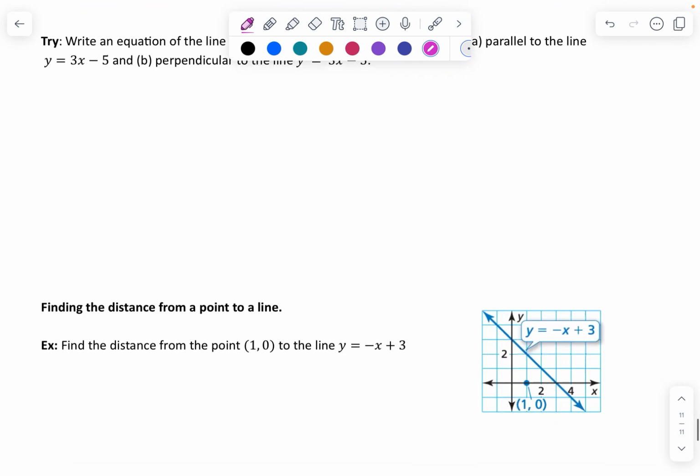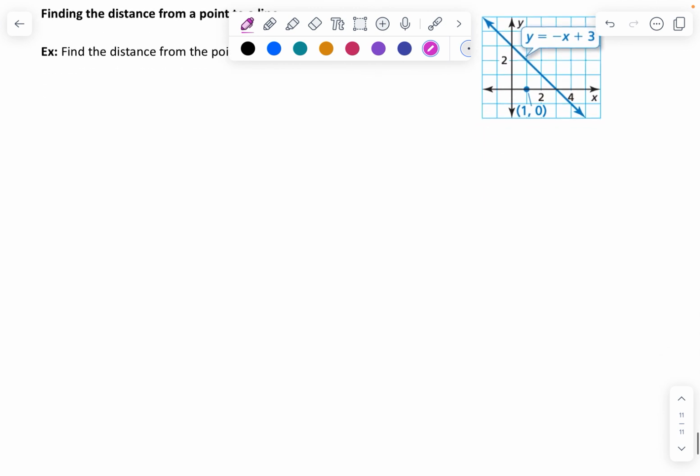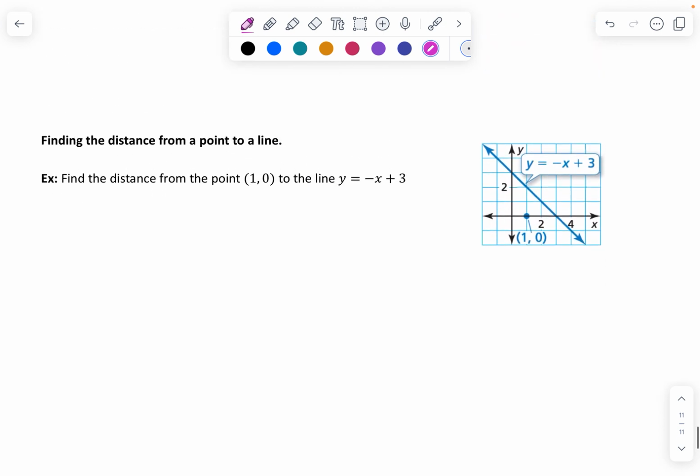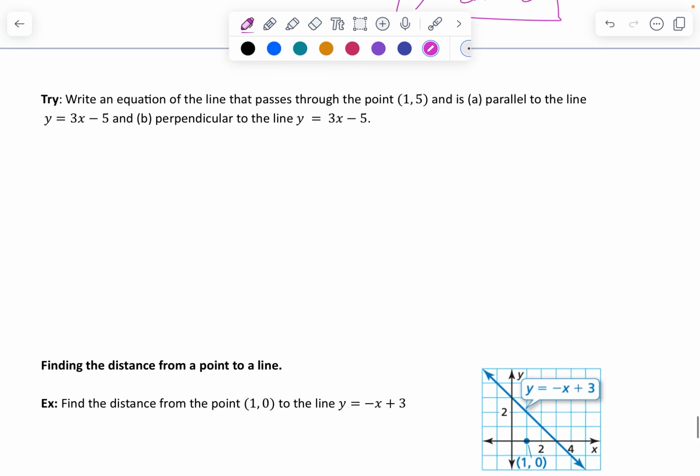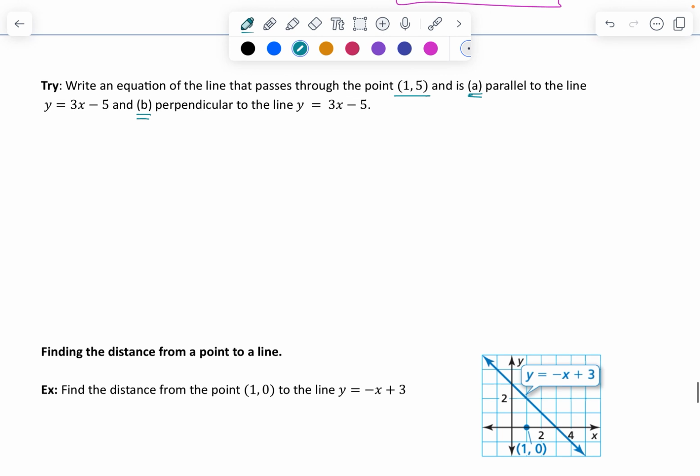Okay, here are 2 more problems. You can try this one, pause the video, and then push play. So this passes through this point. Oh, it's 2 parts. There's an A and a B. We have to do parallel and then perpendicular.